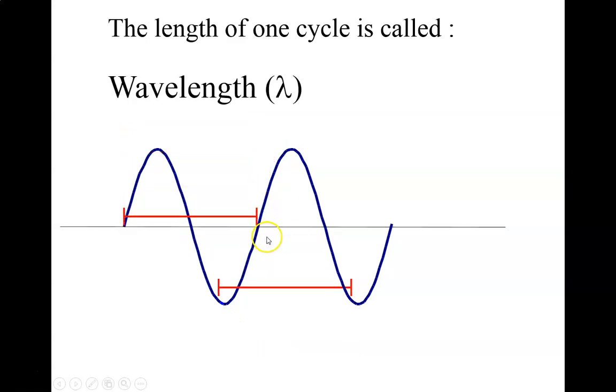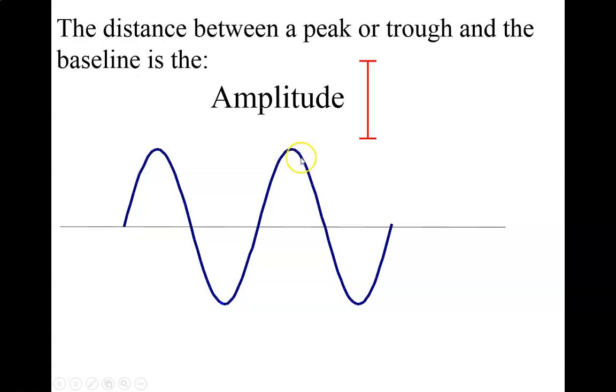The length along the baseline of one complete cycle is known as the wavelength, and we use this upside down Y looking character. It's a Greek lambda, and that's the symbol that we use for wavelength. So take a look at that. We can think of it as the length of one complete wave, which is the same as the distance from trough to trough, which is the same as the distance from crest to crest. So that's all ways of measuring the wavelength.